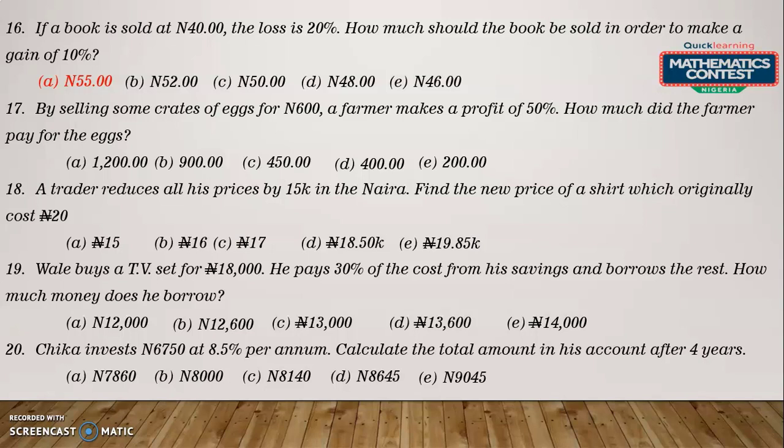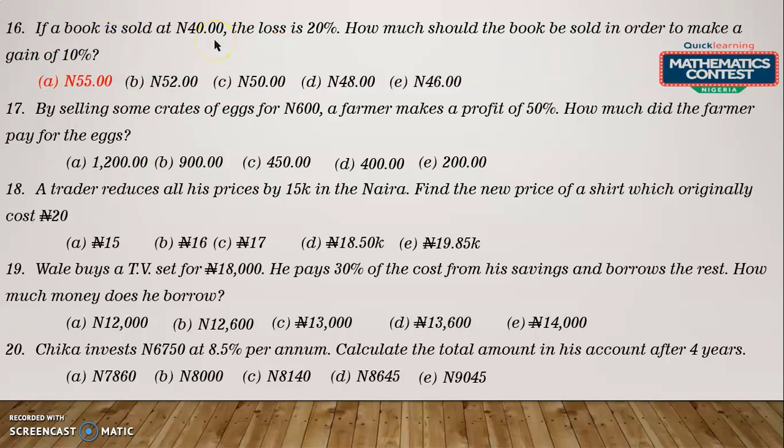Surprising? Let's see it together. If a book is sold at 40 naira, the loss is 20%. How much should the book be sold in order to make a gain of 10%? Now let's solve it together. Now listen as I explain. If the book is sold at 40 naira, the loss is 20%.